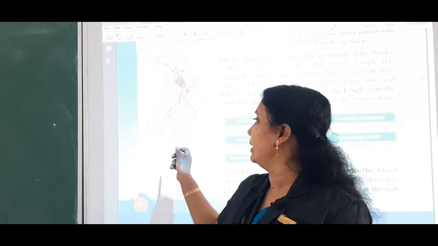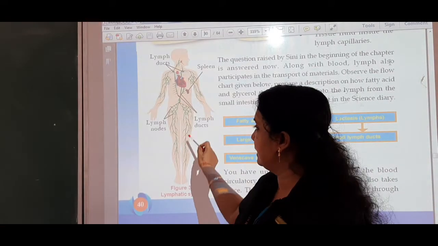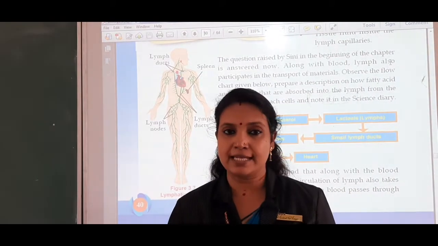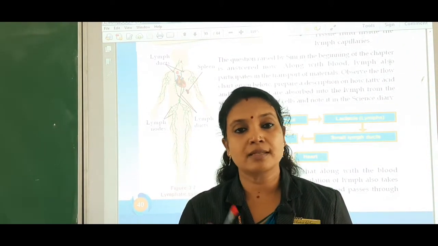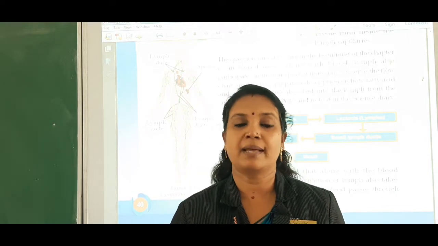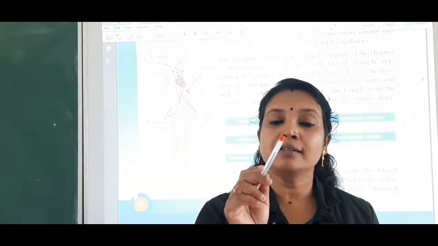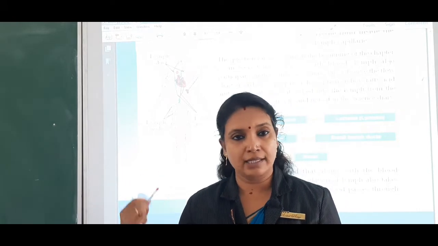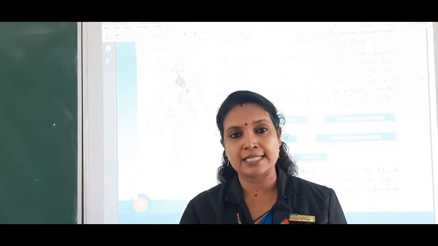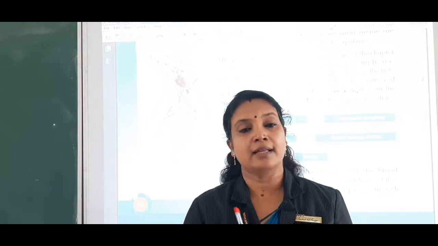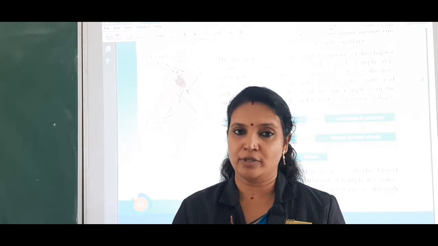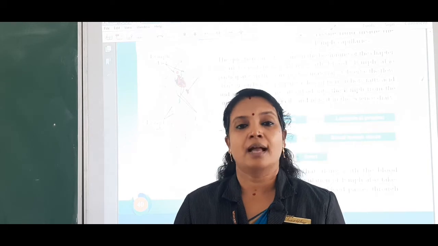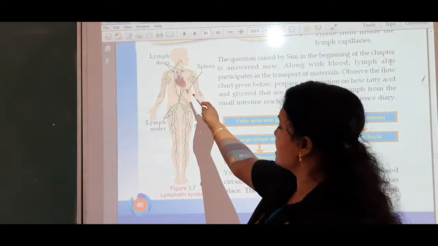So here when the lymph flows through these lymph nodes, the lymphocytes identify and destroy the disease causing pathogens or disease causing bacteria in the lymph. When the lymph flows through the lymph nodes, the lymphocytes first identify, then destroy the pathogenic bacteria in the lymph, and thus it provides immunity. Okay, and you can see here spleen also.